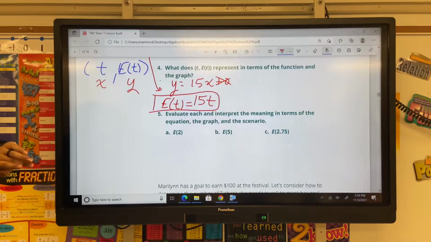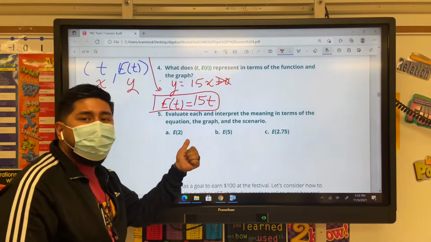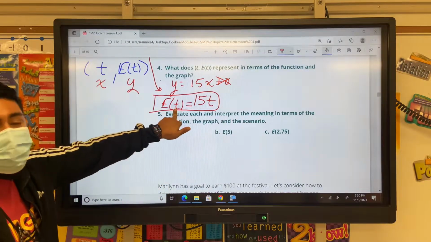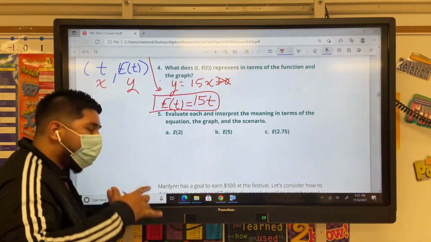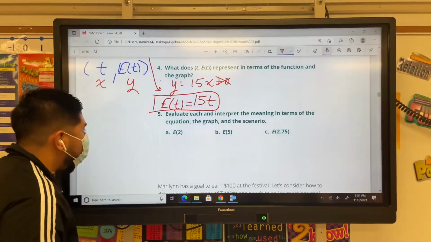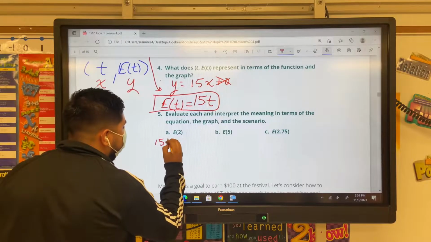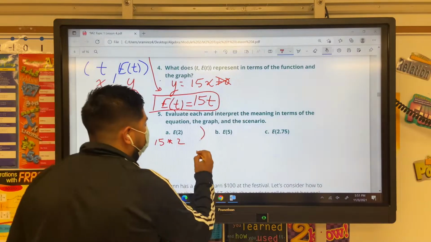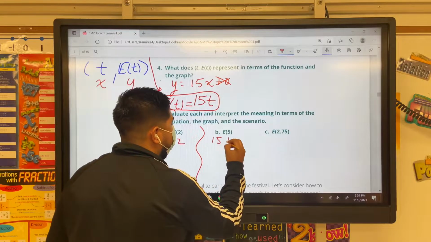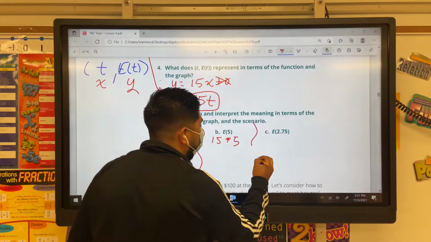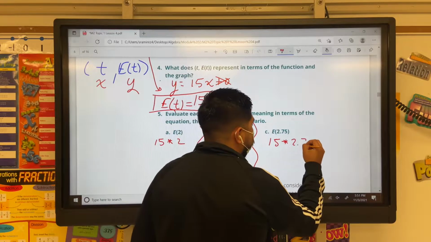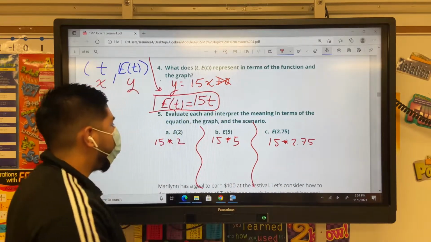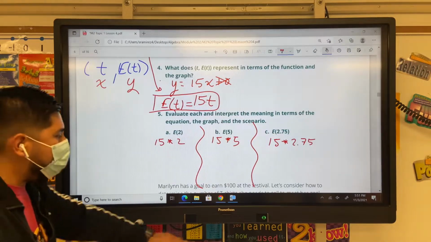Pause the video if you need to. Now, of course, whatever's in the parentheses represents our t. So we need to make sure we understand, oh, it's multiplying. Duh. 15 times 2. 15 times 5. And then 15 times 2.75. Calculator, calculator, calculator.